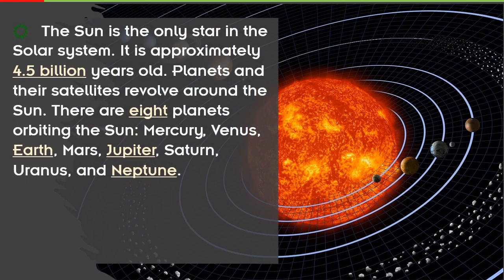The Sun is the only star in the solar system. It is approximately 4.5 billion years old. Planets and their satellites revolve around the Sun. There are 8 planets orbiting the Sun: Mercury, Venus, Earth, Mars, Jupiter, Saturn, Uranus, and Neptune.